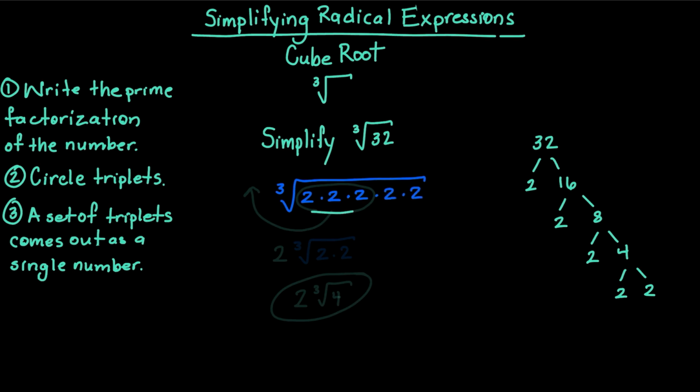I have a set of triplet 2s, but I don't have enough 2s to make another set. So that set of triplet 2s will come out as a single 2. And I'm left with the cube root of 2 times 2. So my final answer is 2 cube root of 4.